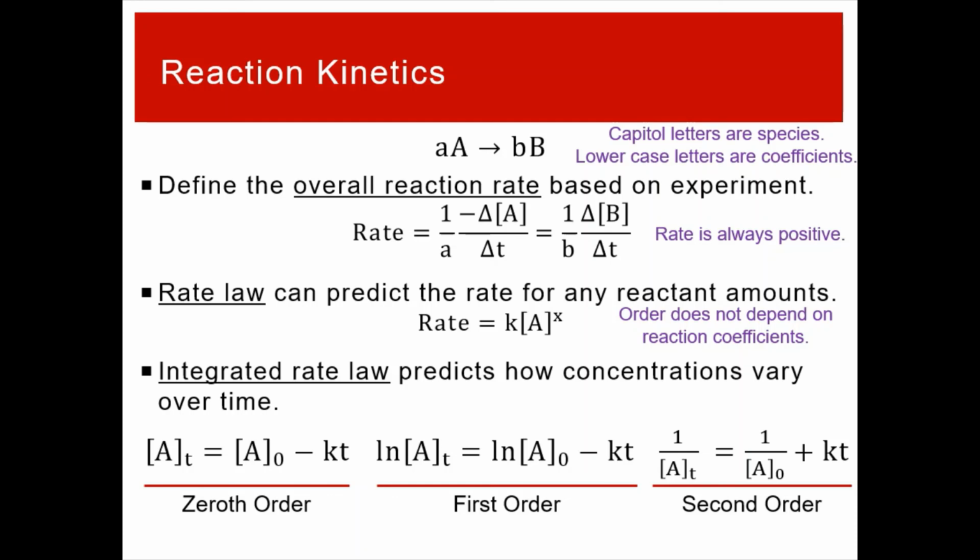When you have a reaction, say for example, A becomes B, you can define the overall reaction rate. So how do you interpret your experimental results? You get that overall rate that is based around the concentration of A decreasing because it's a reactant, or the concentration of B increasing because it's a product. So that's just characterizing your experiment. From there, if you do some experiments, you can get a rate law, which lets you predict the rate for any amount of reactant.